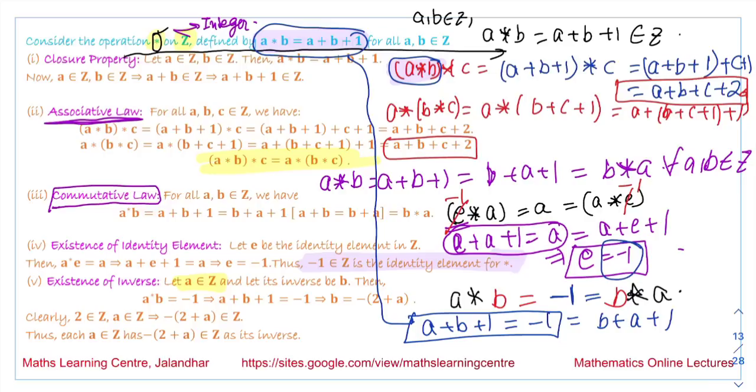When we solve this equation, we want to calculate this B, the inverse element. So the value of B we obtain is equal to minus 2 minus A. So we are saying that for each A belongs to Z, minus 2 minus A belongs to Z is its inverse. This is important to note, that this element should belong to Z for the existence of the inverse.